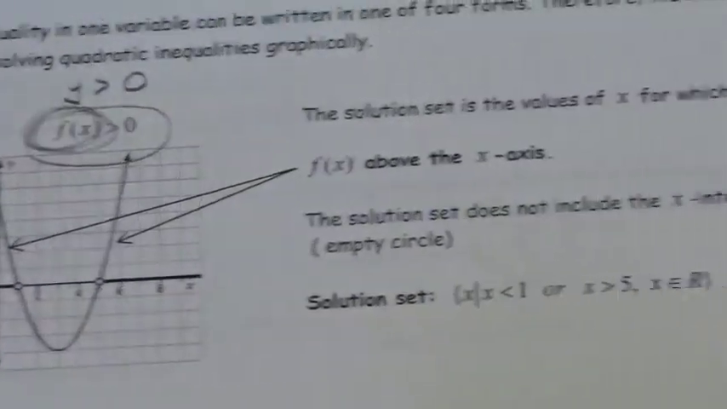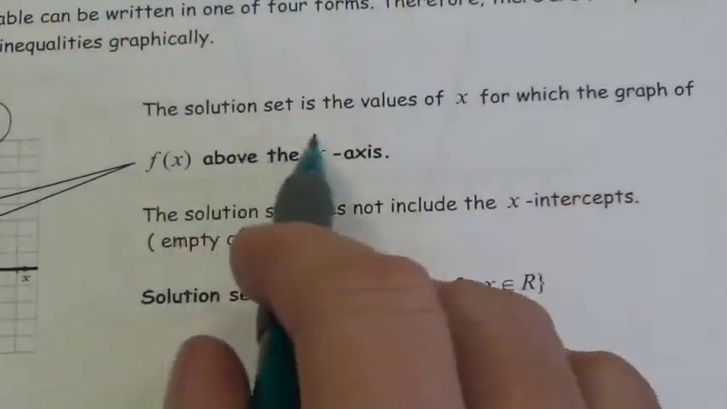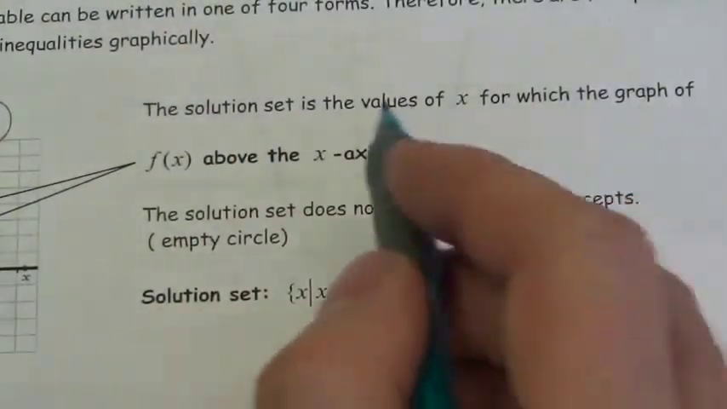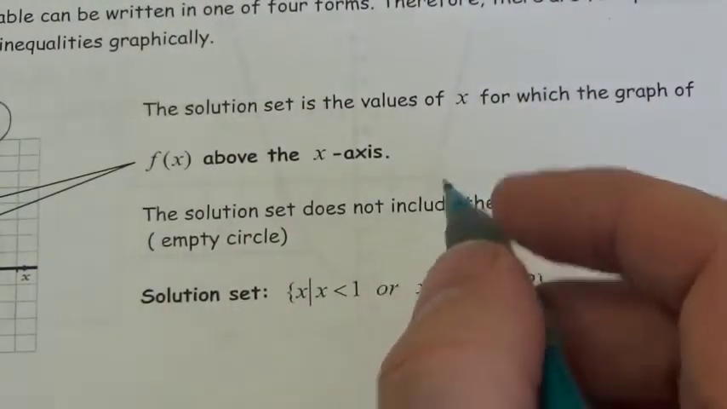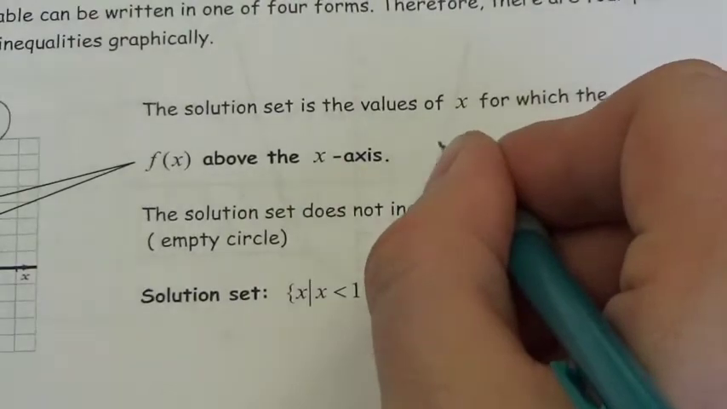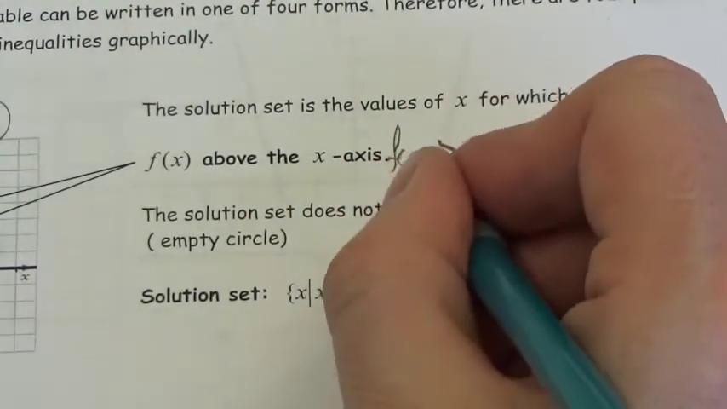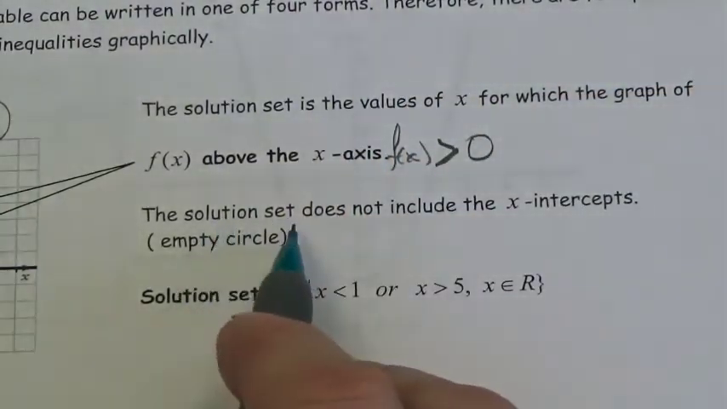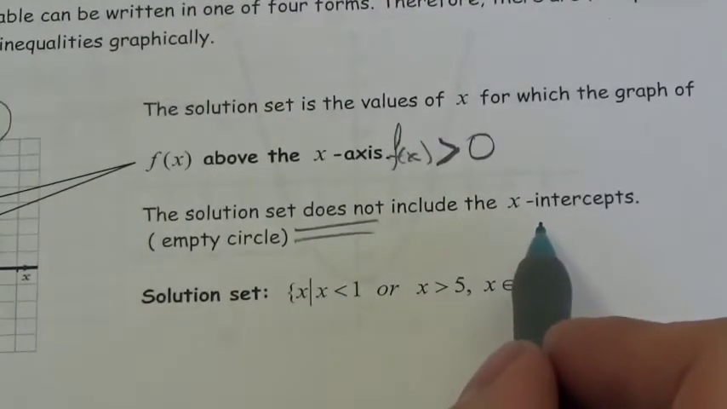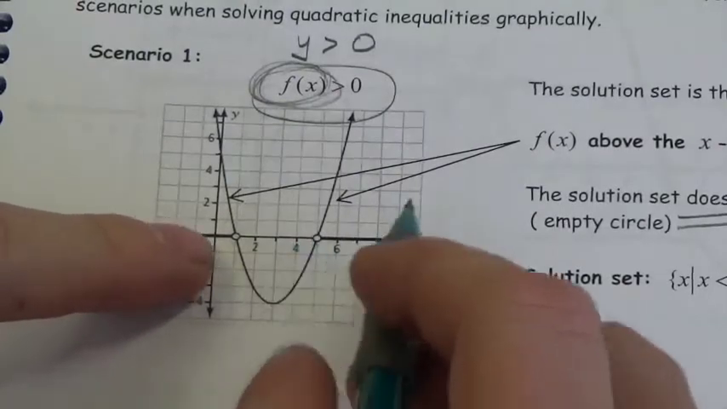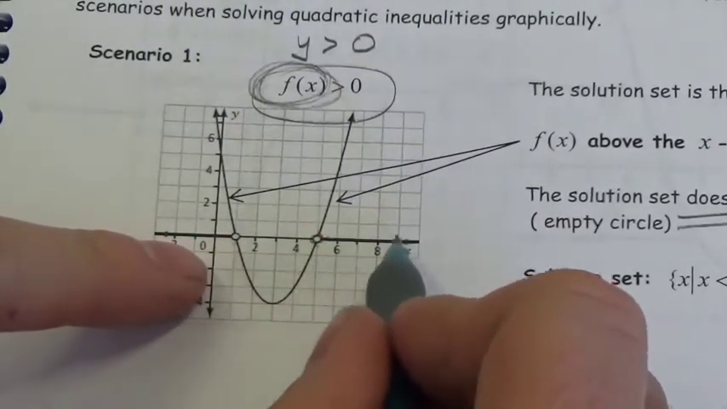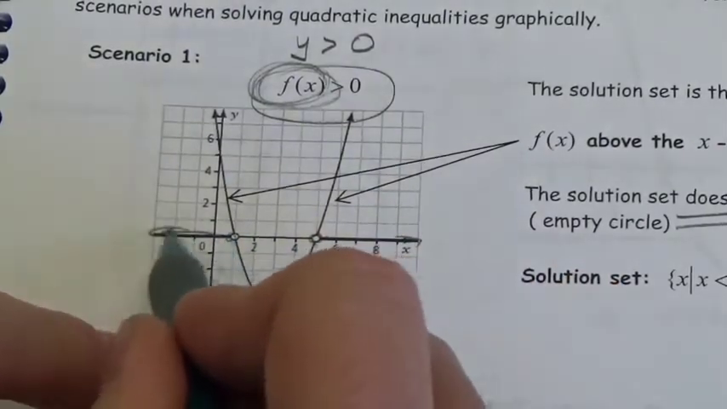than 5. Okay? So the solution is the set of values of x for which the graph is above the x-axis. That's what we mean by f of x greater than 0. Now, the solution set, in this case, does not include the x-intercepts. That's why we put these little empty circles in there. But notice how our answer works here. It's an empty circle along the x-axis, empty circle along the x-axis.